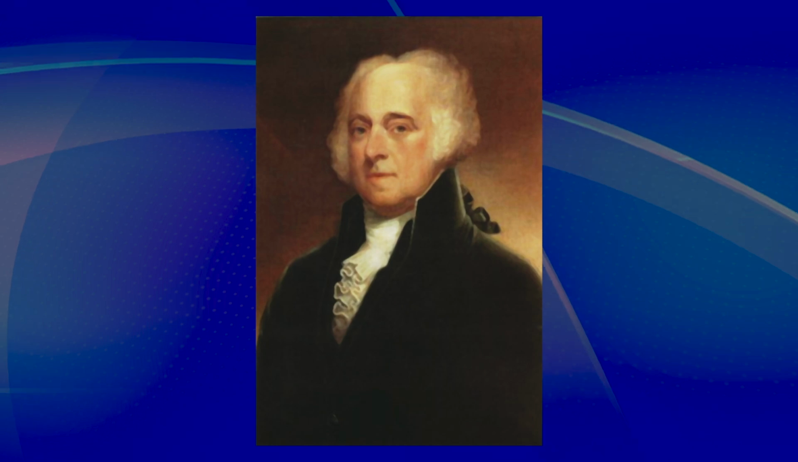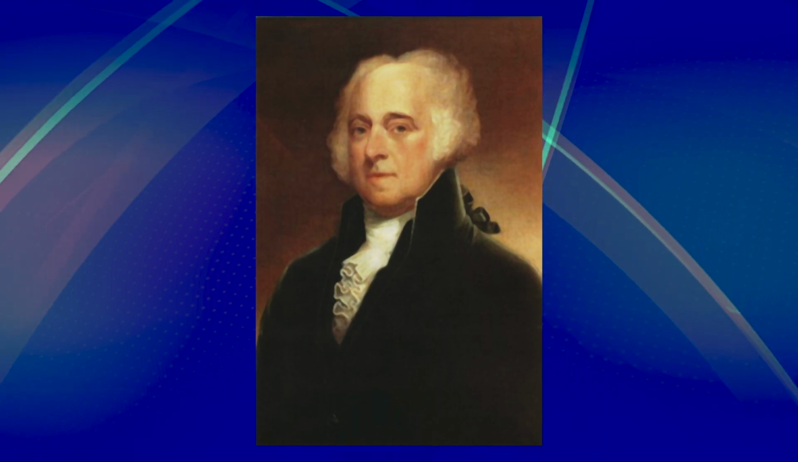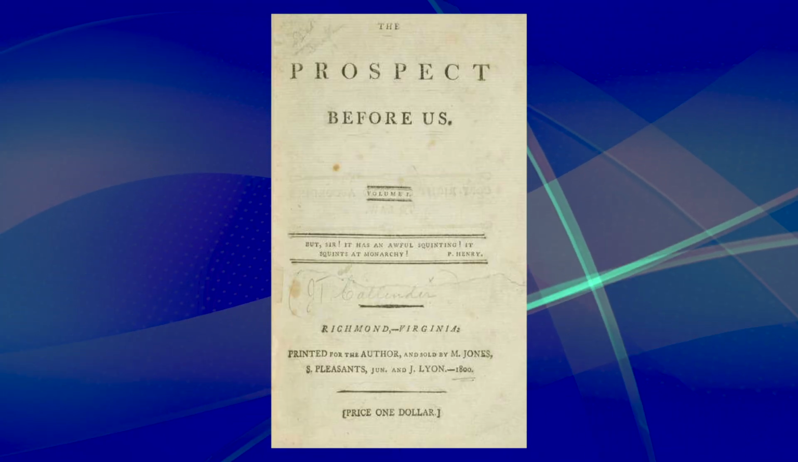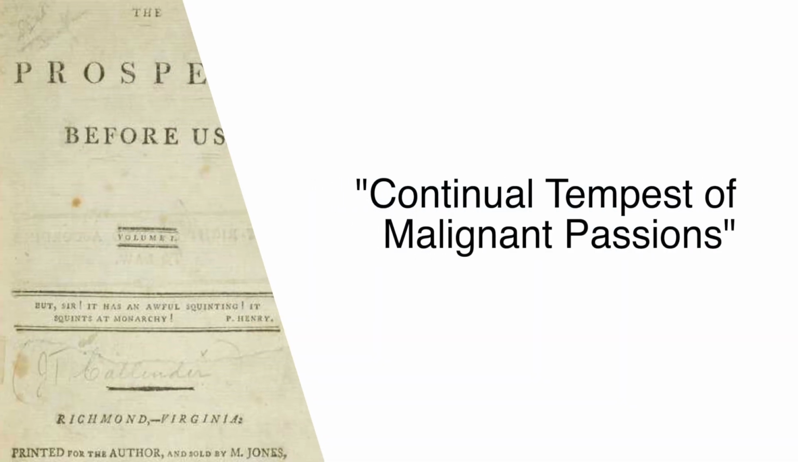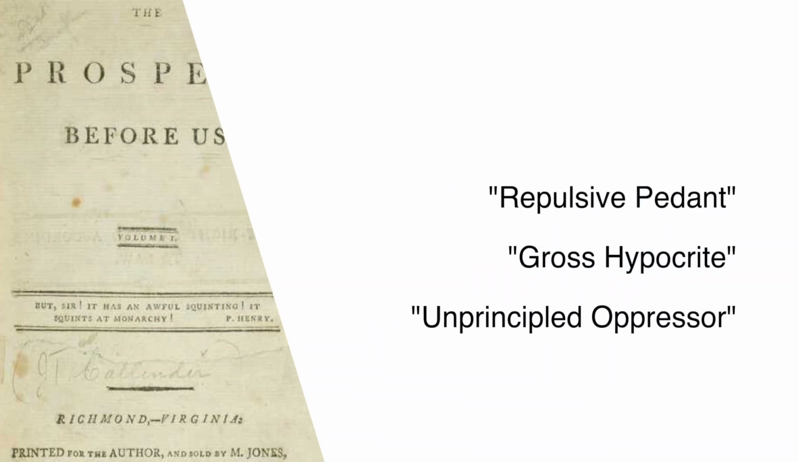One famous example of that was James Thompson Callender, who published a book called The Prospect Before Us, in which he called the Adams administration a continual tempest of malignant passions, and President Adams a repulsive pedant, a gross hypocrite, and an unprincipled oppressor. Despite having Vice President Thomas Jefferson read and approve the book before publishing it, Callender was convicted of sedition under this statute and sentenced to 9 months in jail.